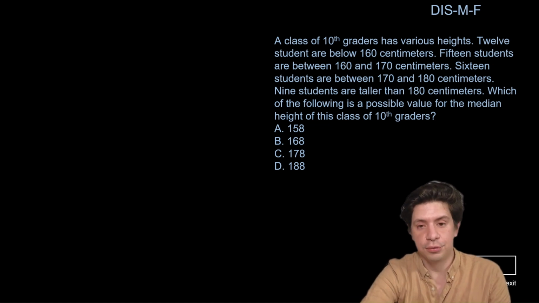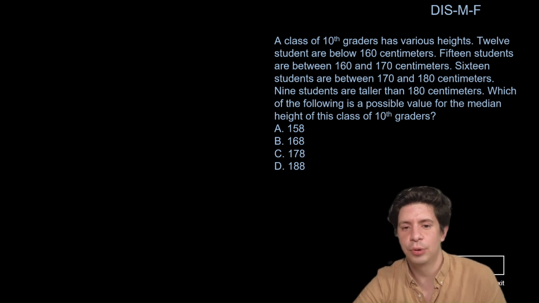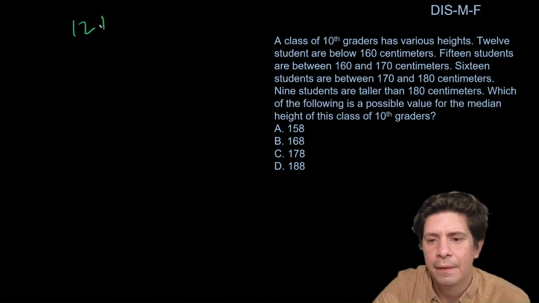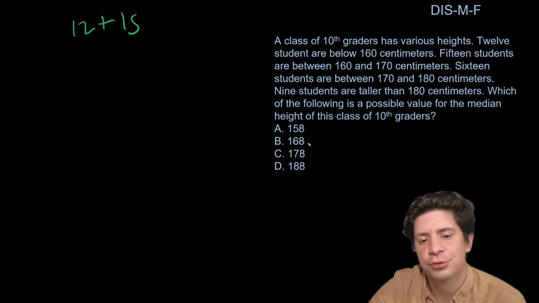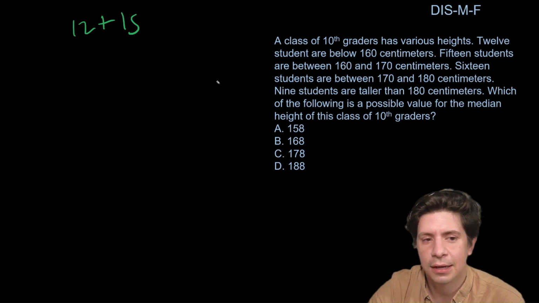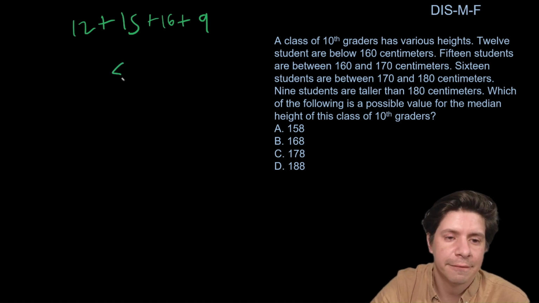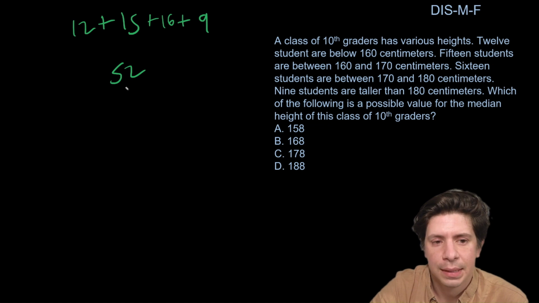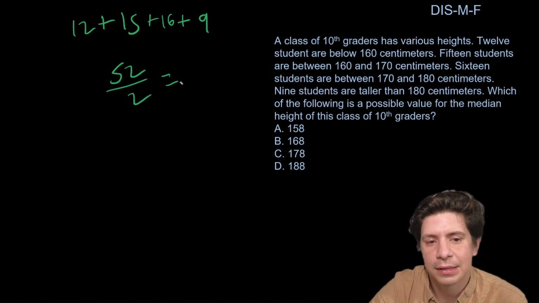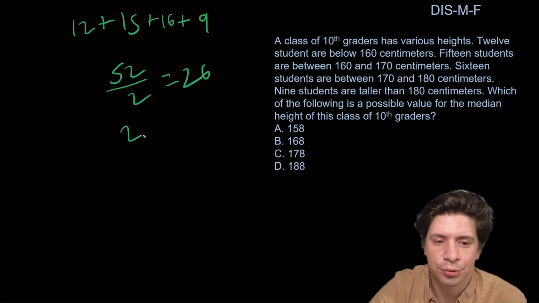So first we have to find the total number of students, because they don't tell us. So we'll do 12 plus 15, and then if we look at our answer choices, we have basically one within each category, so we have to find which category it's in. Plus 16 plus 9. That'll be 25, 40, we have 52 students. Now 52 students divided by 2, we're looking at the 26th and 27th student.